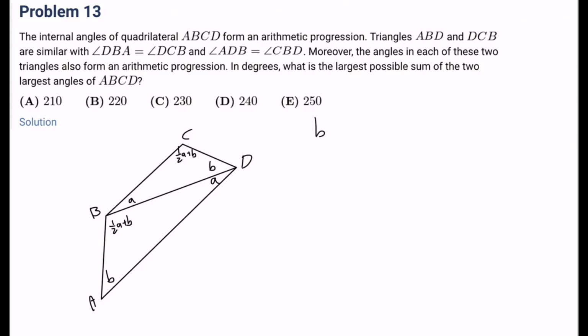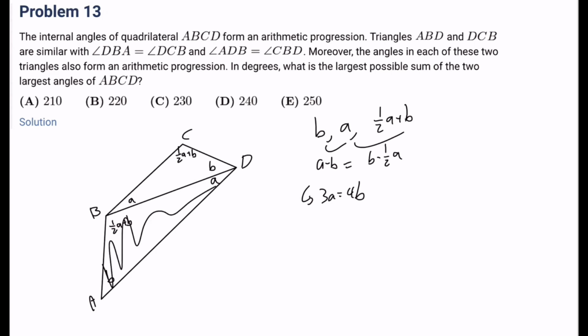So that's going to look like B, A, and then half A plus B, although it doesn't look like B is smaller than A. So we can see that those distances are going to be the same. So A minus B and B minus half A are going to be equal, right? So that gives us 3A equals 4B, right? And now, since the sum of the internal angles is 180 degrees, that means 3A over 2 plus 2B equals 180, and A equals 60 degrees, and B equals 45 degrees. That's what we get.